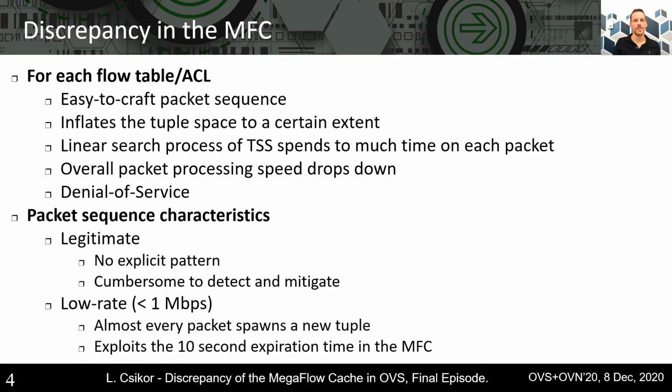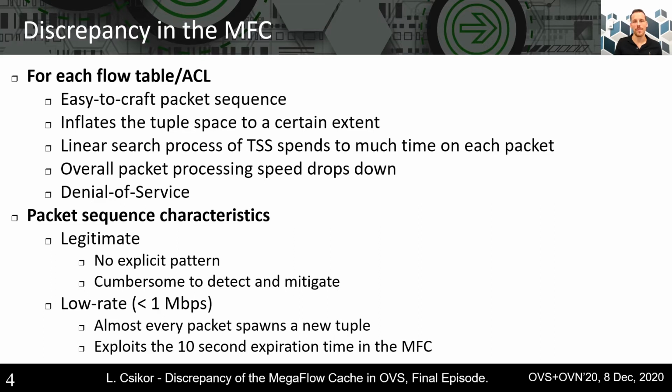The discrepancy we revealed in the previous episodes is that for each flow table there exists an easy-to-craft packet sequence which, when sent to OVS, will inflate the tuple space to such an extent that classifying each packet requires an unaffordably long time, eventually leading to denial of service for all workloads connected to the same OVS. The particularly interesting aspect of the packet sequence is that it looks completely legit on the wire without any explicit traffic patterns, therefore it is non-trivial to detect or even mitigate it.